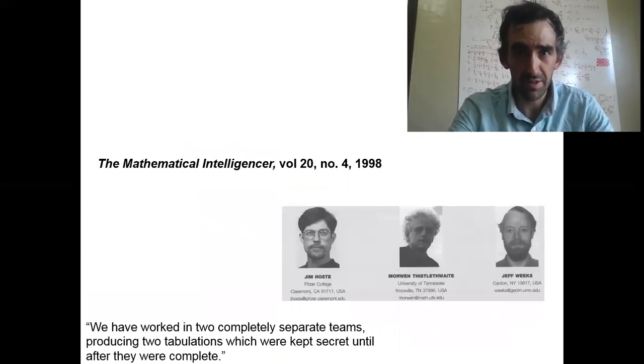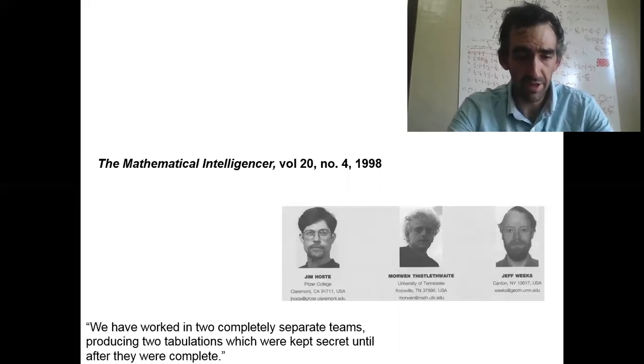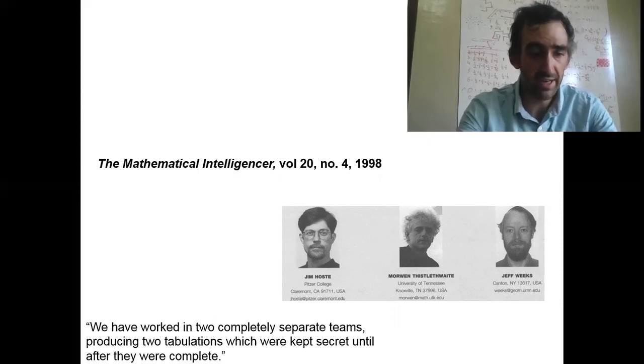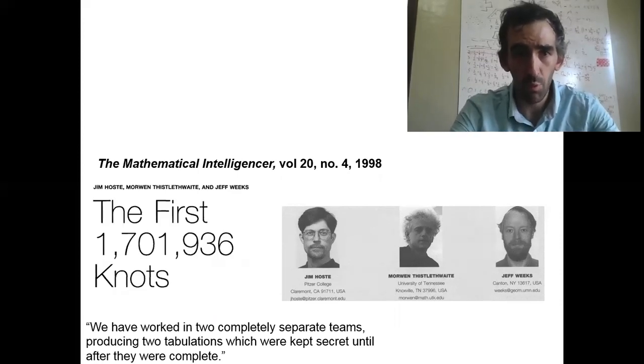To figure out exactly how many knots there are up to a certain number of crossings, there were three researchers who worked in two teams in secret from one another. All the mathematical and computational techniques they used to generate these knots, as well as to determine whether there were duplicates, like there was with the 10 crossing knots, I won't get into. But the result they reached in 1998 was that up to 16 crossings, there are 1,701,931 mathematically distinct types of knots.